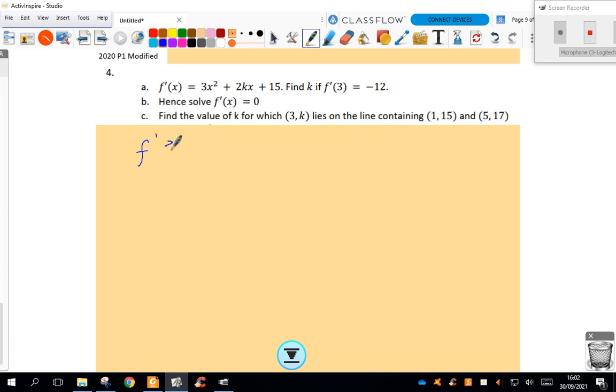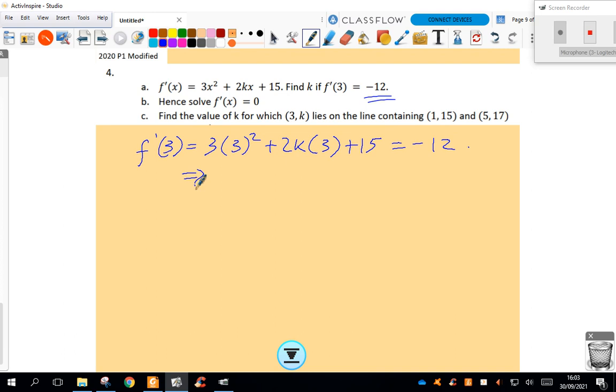So f prime of 3 will equal 3 times the input squared, plus 2k times the input, which is 3 in this case, plus 15. And we're told the value of that is negative 12.